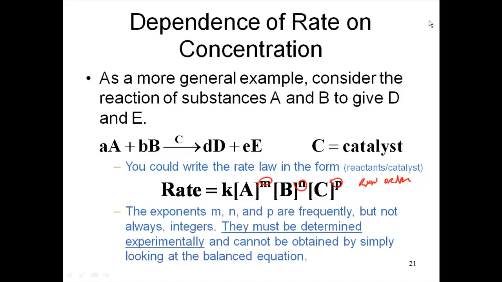The exponents m, n, and p are frequently, but not always, integers. They must be determined experimentally and cannot be attained by simply looking at the balance equation. You've got to remember that the balance equation is based on moles, not collisions. The mechanism behind that reaction, the steps involved, are based on collisions, and that slowest step is what's going to dictate your rate equation and the orders with respect to those species.